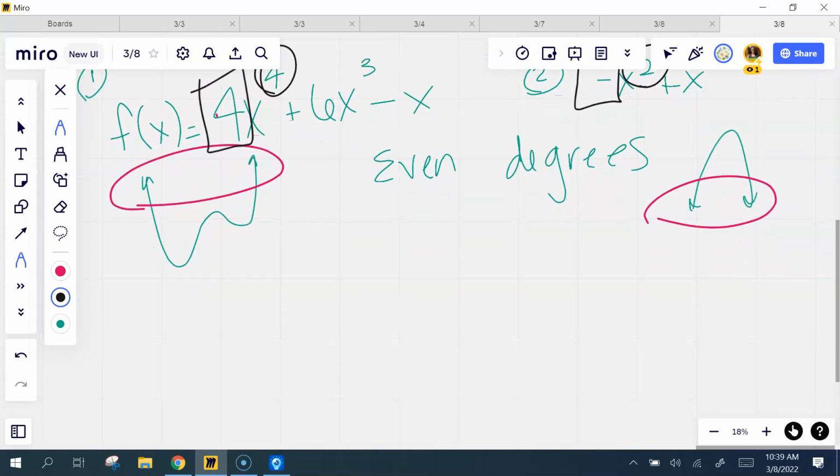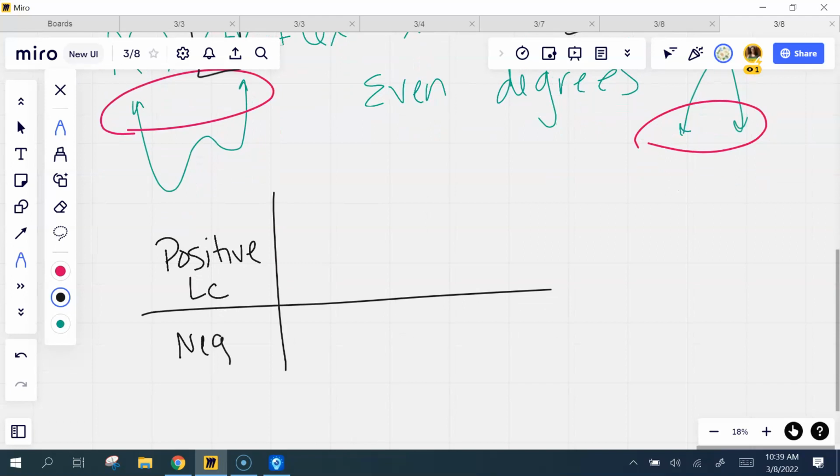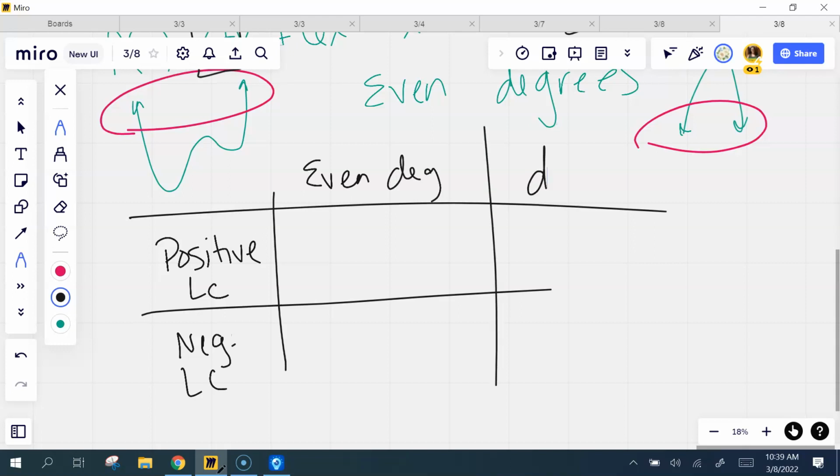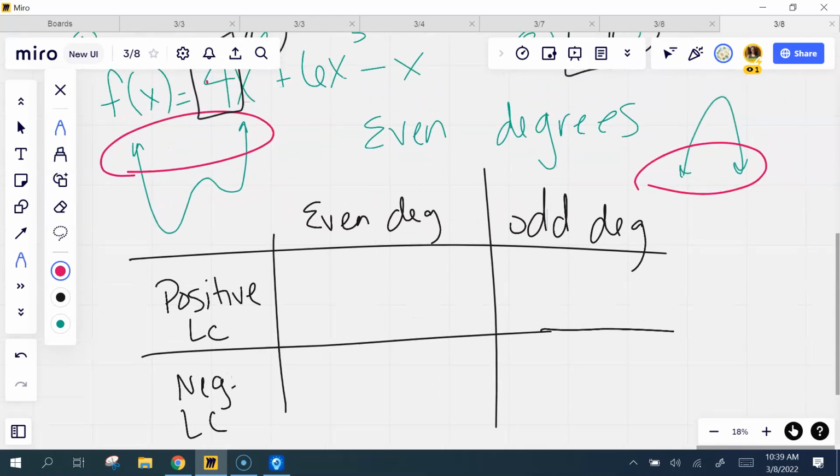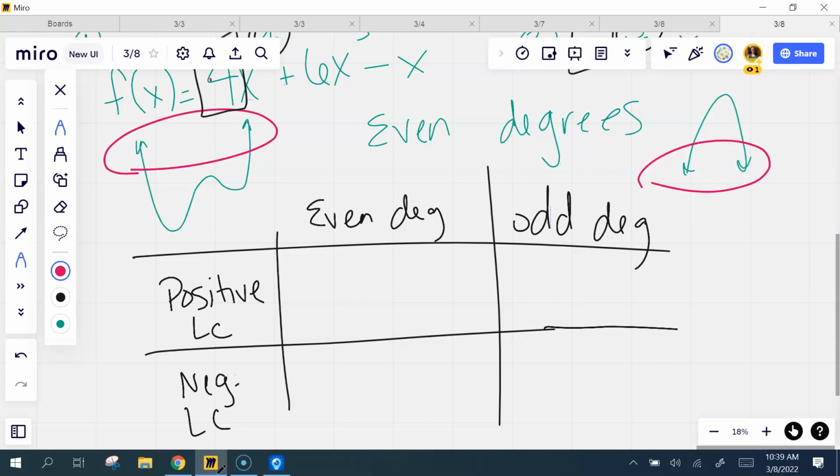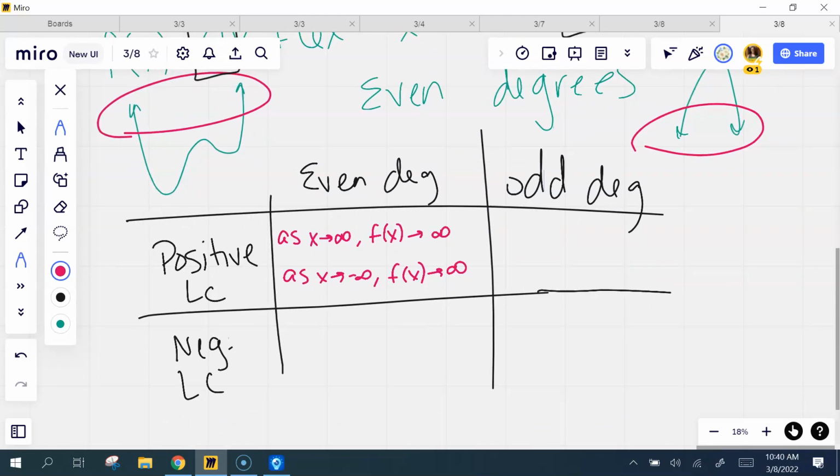So in your box, you've got a box there, and it says positive leading coefficient, and then it says negative leading coefficient, and it says even degree, odd degree. I know that for even degrees, the ends always go the same way. If my leading coefficient is positive and my degree is even, then both ends are going to go up. What do you think happens if that leading coefficient is negative? They both go down. That's exactly right.